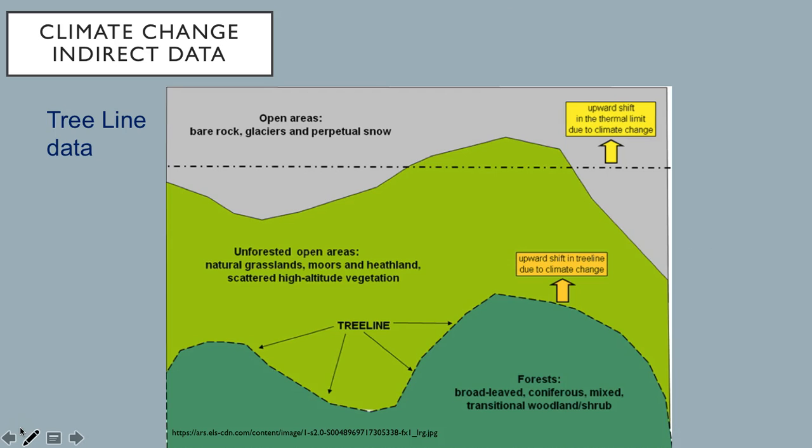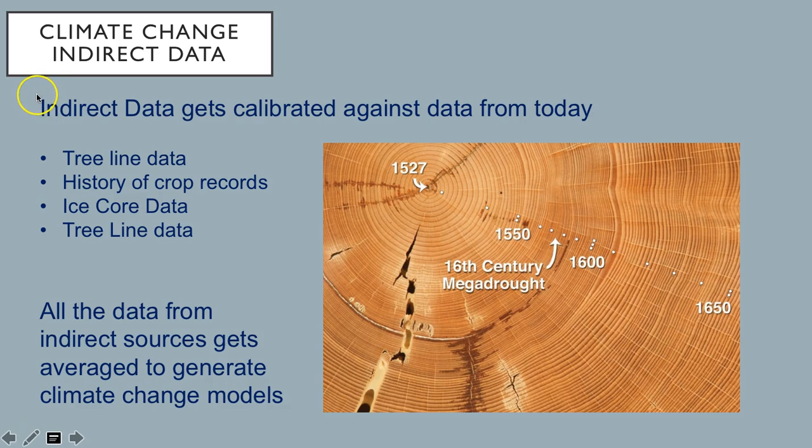Tree line data along mountain slopes also provides indirect climate data. When the tree line moves up or down the slope, we can interpret these changes with respect to Earth's temperature. Indirect data then gets calibrated using data collected today for Earth's temperature and carbon dioxide levels.